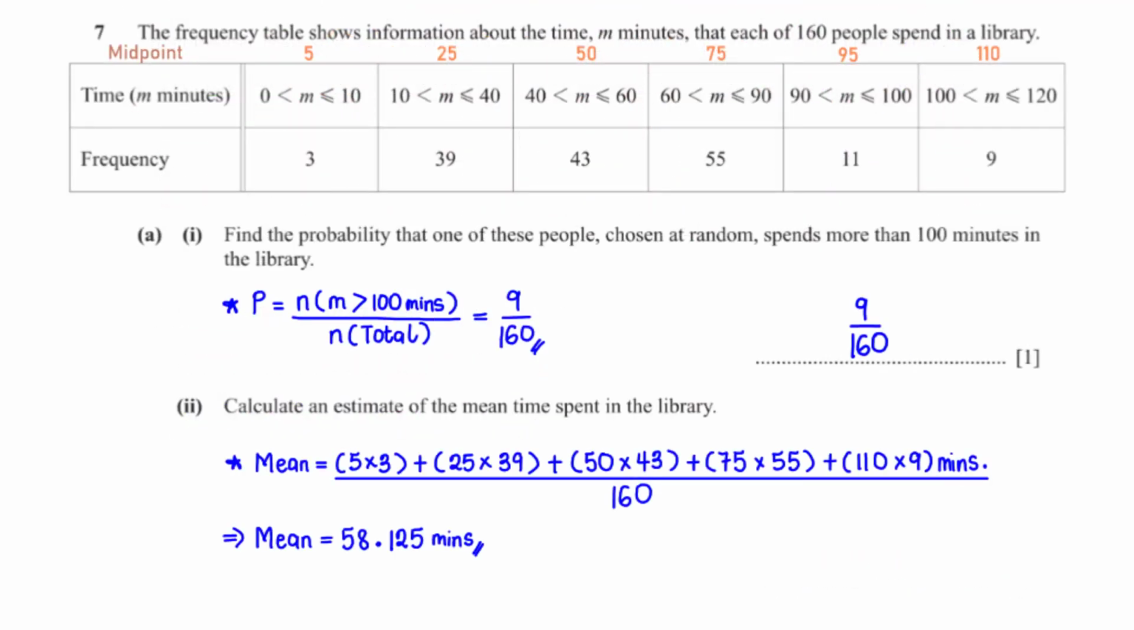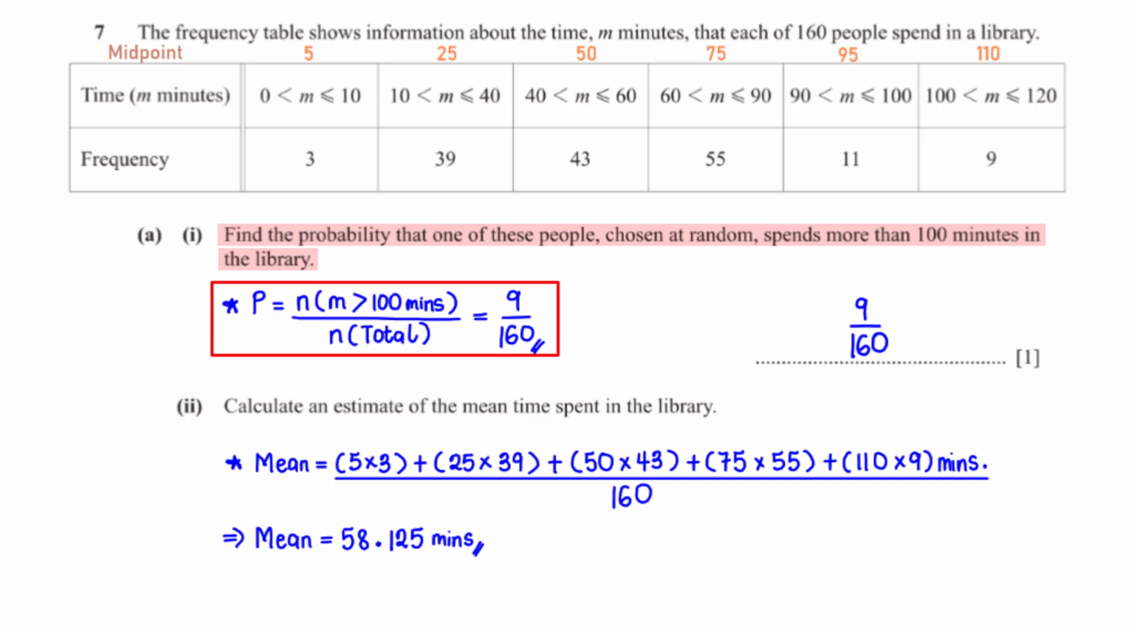The frequency table shows information about the time in minutes that each of 160 people spend in a library. Find the probability that one of these people, chosen at random, spends more than 100 minutes in the library. This probability is equal to the number of people who spend more than 100 minutes in the library, which is 9, divided by the total number of people, which is 160.